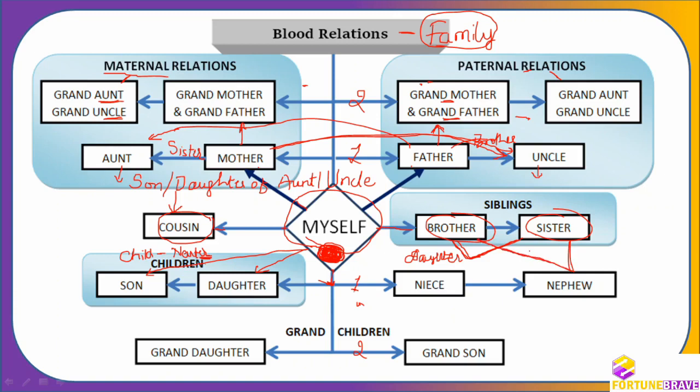He can be what? Son of your brother or sister. Nephew is nephew or nephew. The pronunciation slightly changes. So the son of brother or sister is your nephew. So niece and nephew will come one generation down. Okay, one generation down.